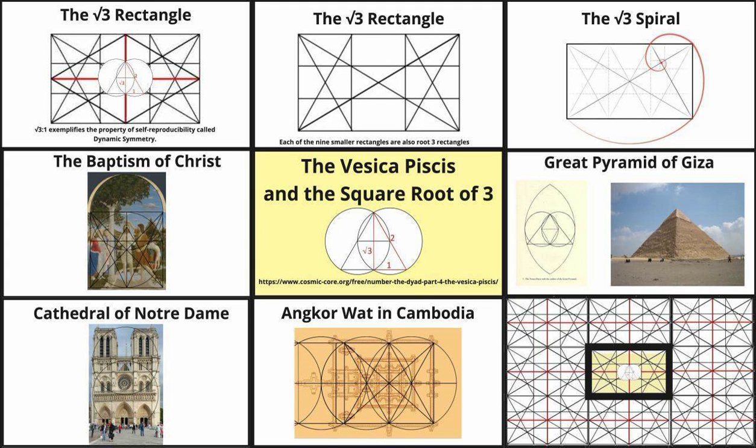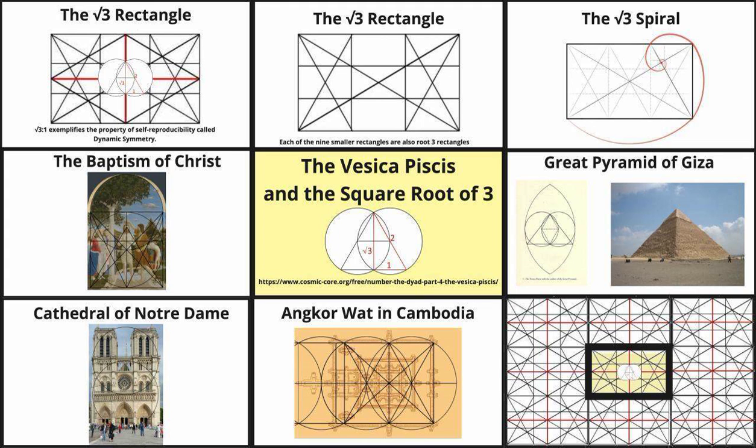Now, you're probably familiar with the idea of symmetry as a kind of mirror image, but dynamic symmetry is a little different. Different how? Instead of being based on identical halves, it's all about proportions. In a root-3 rectangle, the ratio between the long side and the short side is always the square root of 3, which is approximately 1.732.